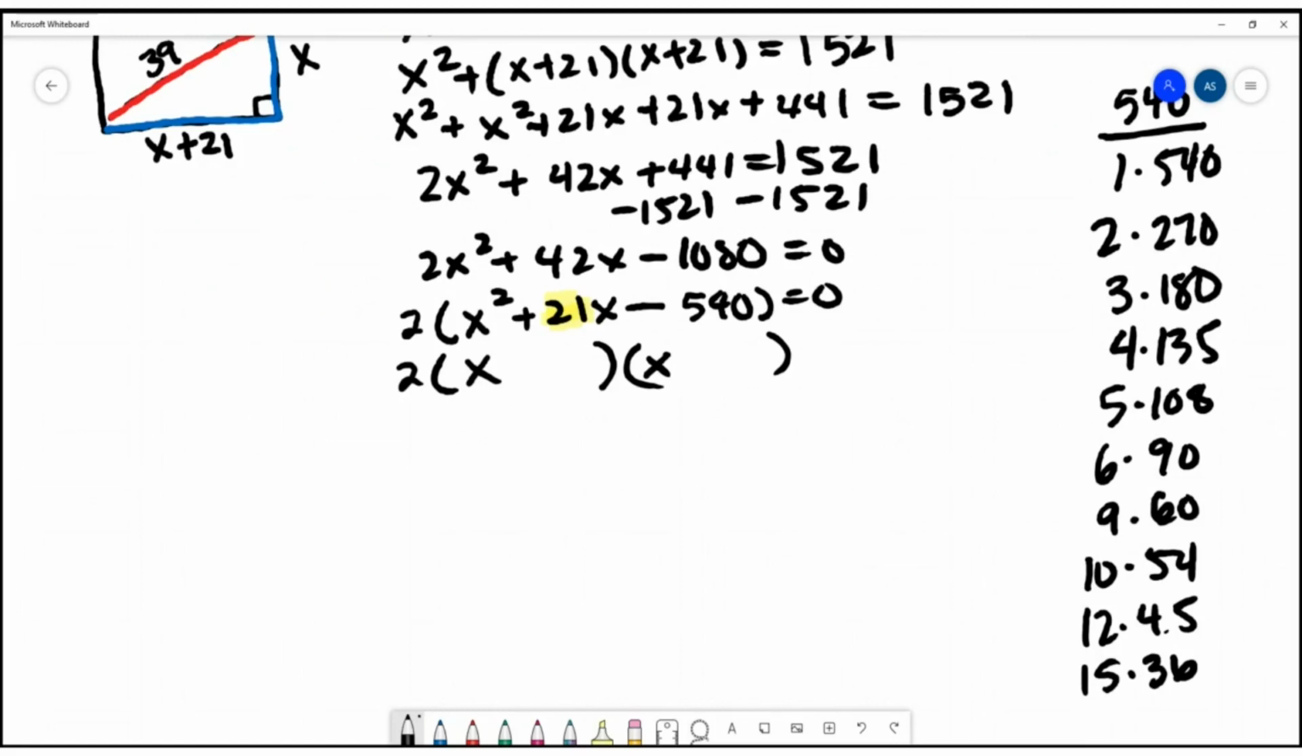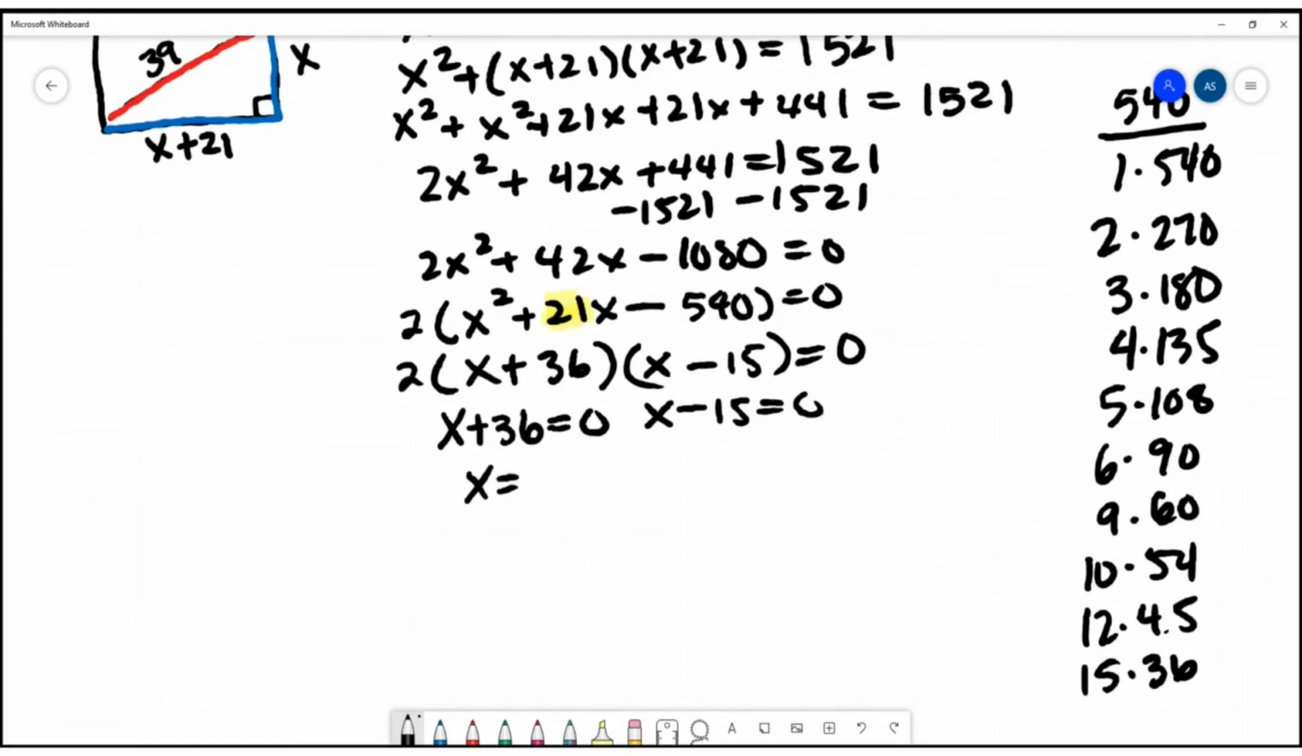So we're going to use 36 and 15, and we'll put the minus on the 15. We want the bigger number to be positive. Now we've got it factored, and we can set each factor equal to 0. x plus 36 equals 0. x minus 15 equals 0. We solve each one of these and get x equals negative 36 and x equals 15.